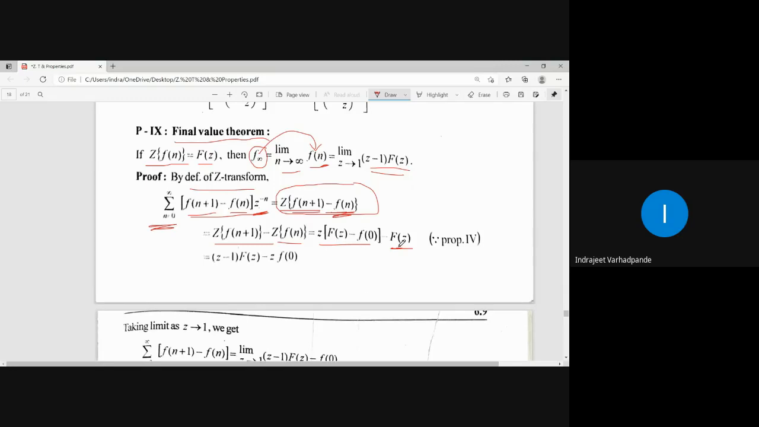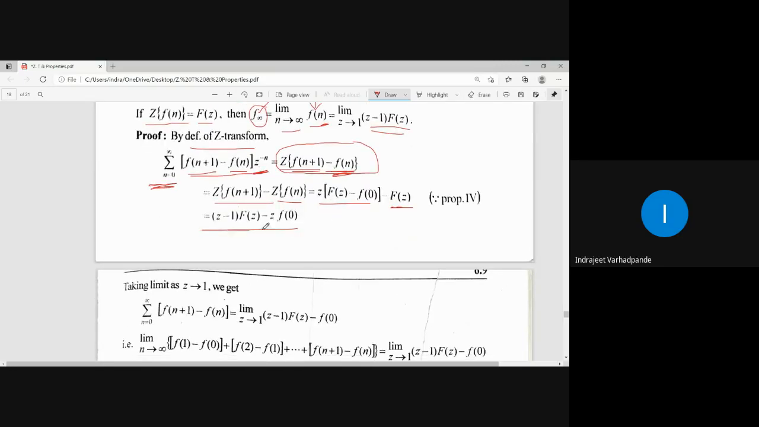Up to here my answer has come. If you collect them together, what is formed? z minus 1 into f of z minus z f of 0. Open the bracket: z f of z minus z f of 0 minus f of z. So what will it give? z minus 1 into f of z minus z f of 0.